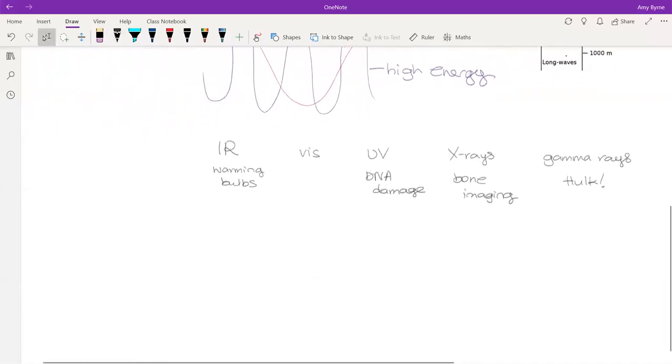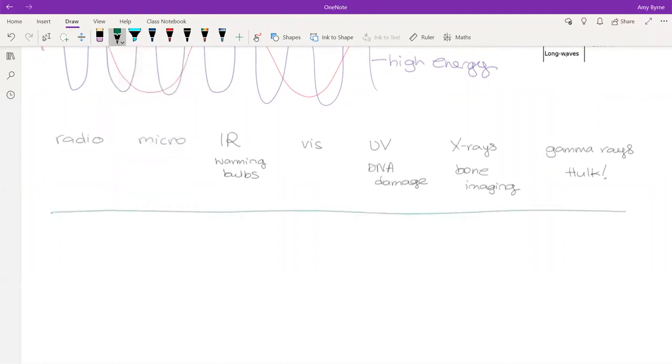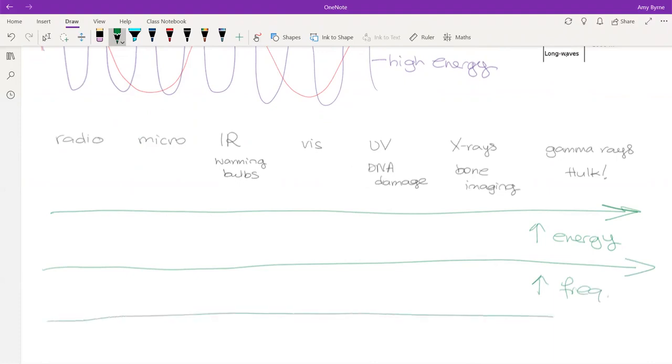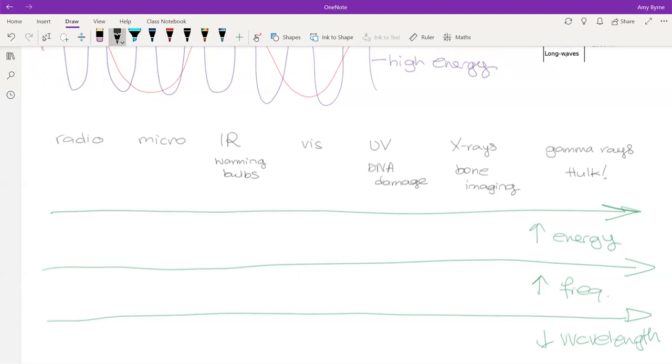So as we move from left to right across this list, I am increasing energy. As I move across, I am increasing frequency. And as I move across, I am decreasing wavelength. So my radio waves have a wavelength of up to a couple of 100 meters. So at the moment, me sitting here in my flat, I am being exposed to radio waves. Now, they're not harmful in any way.